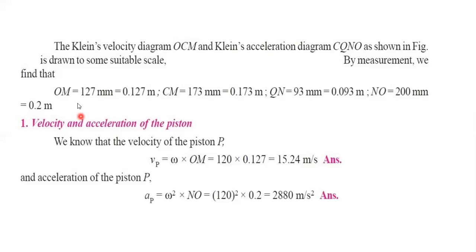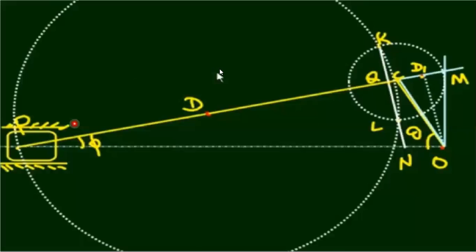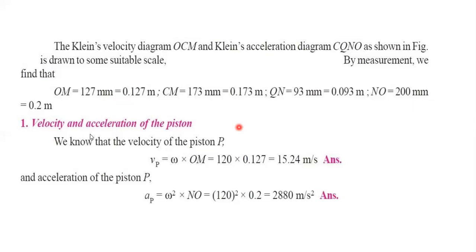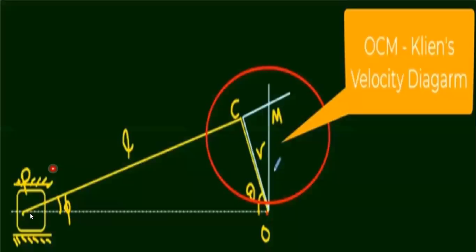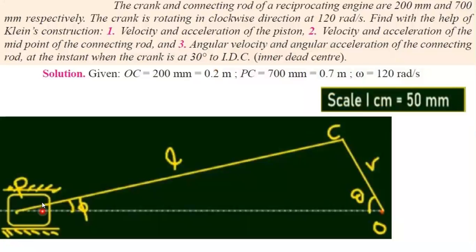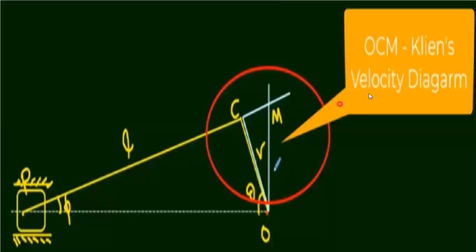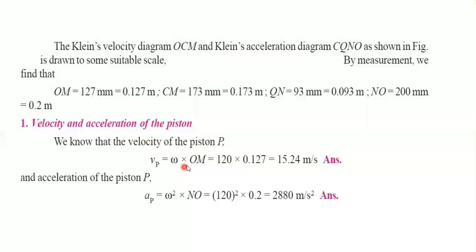So now we have all the values. It's very easy to solve the problem. The first question asks us to calculate the velocity and acceleration of the piston. We know that the velocity of the piston P is Vp equal to omega into OM. The omega value is already given in the question, 120. Omega into OM, where OM we just got as 0.127 meter. So 120 into 0.127 meter gives you the value.